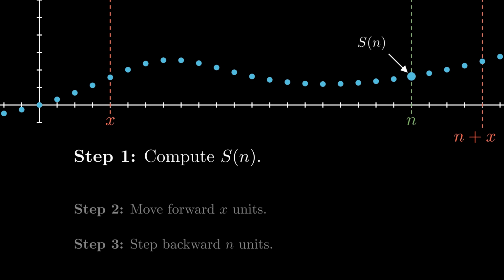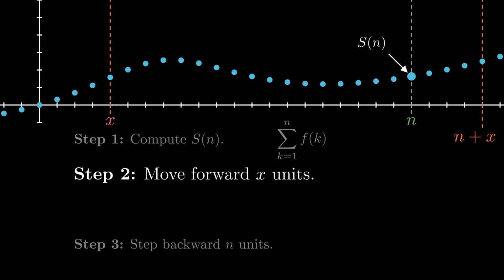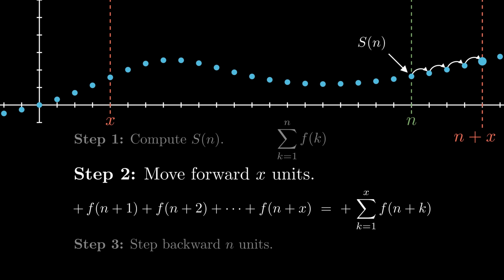Step 1 is easy. S of n is defined as this sum. So on to step 2. To move from s of n to s of n plus x, we use the recursive formula x times, adding f of n plus 1, then f of n plus 2, and so on up to f of n plus x. This is the sum of f of n plus k, with k going from 1 to x.